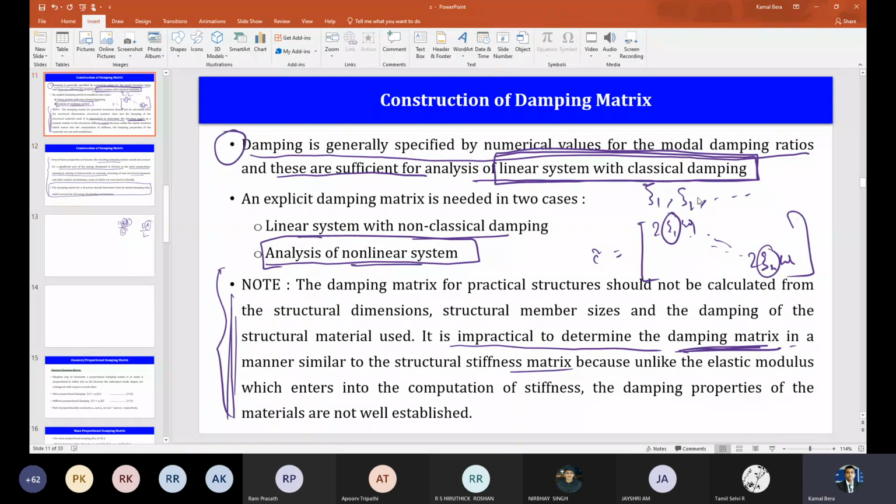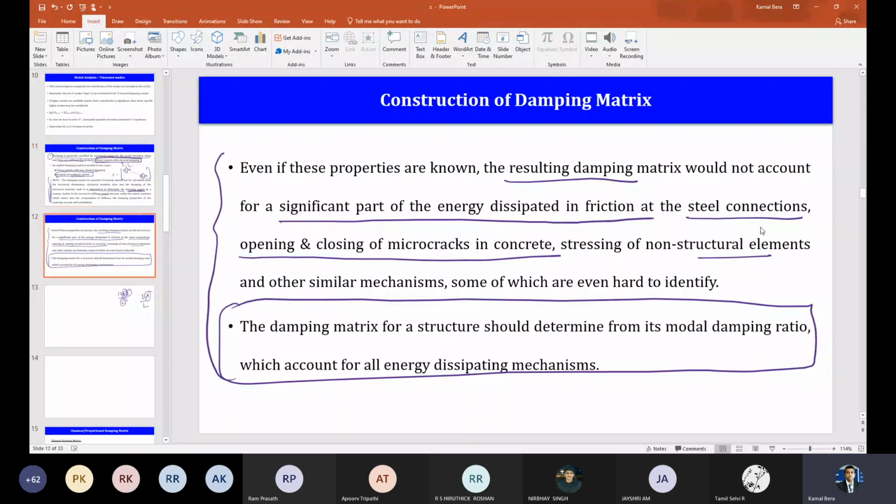But a similar approach you cannot apply to construct the damping matrix. That is what they are trying to say. And even if you do that, let's say everything is given to you, all information, and you have obtained the damping matrix in the manner in which you obtain the stiffness matrix, you will still miss something. The significant part of the energy, due to energy dissipation, is not clear to us, or some of it is even hard to identify. Clear?